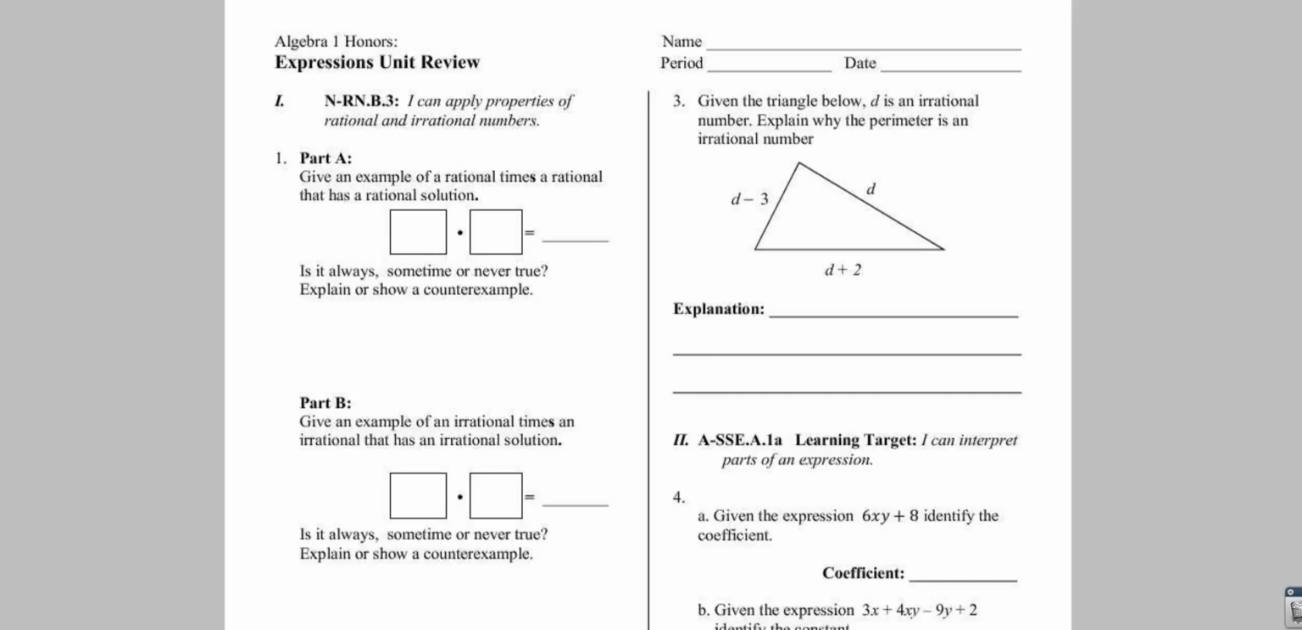So I'm going to pick something like 3 over 2, and I'm going to multiply it by 4/3. And if I multiply those together, I'm going to get 12/6, which is just the number 2. So I have a rational number, and I get a rational number. So this is always, sometimes, or never true. It's going to be always true. And we wrote that in our little flip chart.